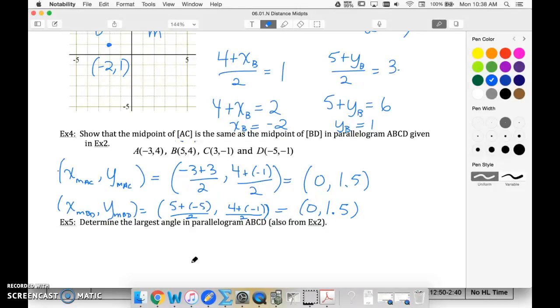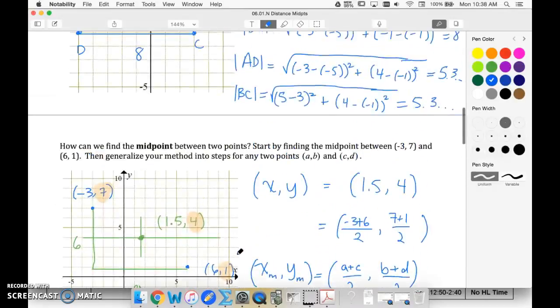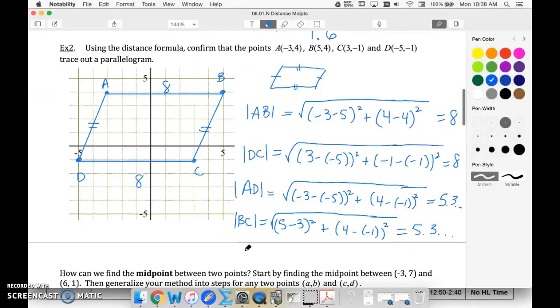Right, this also wants us to look at our parallelogram. We want the largest angle. So let's go back and look at the picture. I know that the largest angle is going to be my obtuse angle. So it's either going to be angle C or angle A. And we figured out the lengths of all of our sides. So I want this angle that is going to be here.